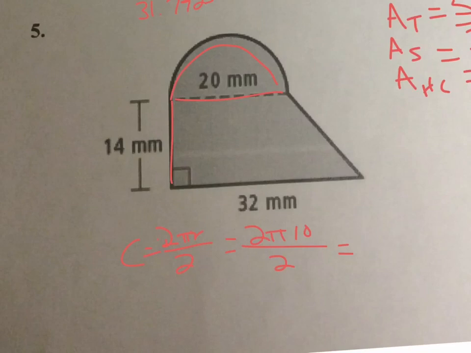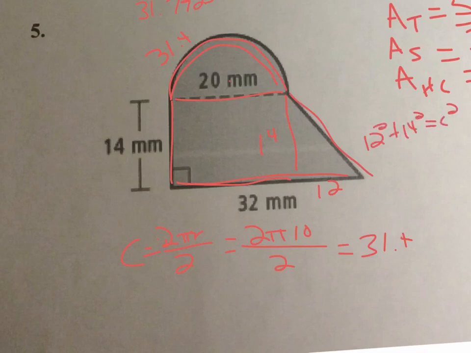10 pi, and that would be 31.4. So this length right here is 31.4. Then this we have is 32, and now we need to find this length here, which we know this is 14. This is 20 from here to here, so this leaves this to be 12. So then we do our 12 squared plus 14 squared equals c squared. So 12 squared is 144. 144 plus 14 squared is 340. So I get 340 equals c squared.